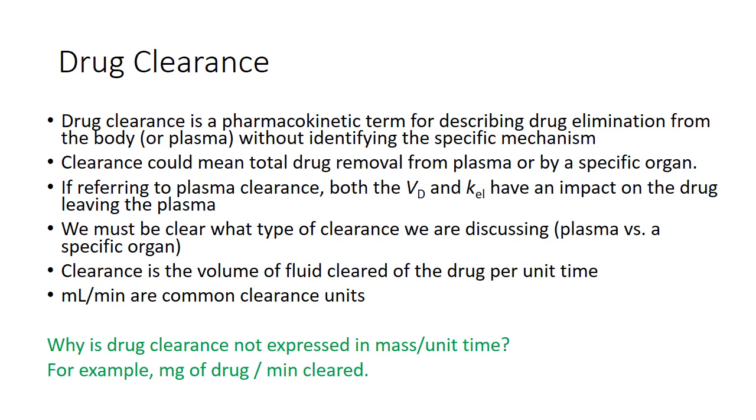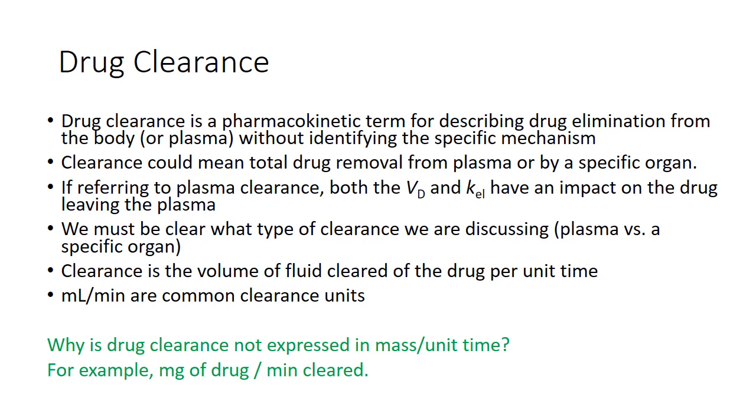Now, the important distinction here with clearance and elimination is that plasma clearance is calculated using the volume of distribution and the KEL, whereas the KEL is just your elimination rate constant. So there's a little bit of a difference there. Again, clearance is dictated by both the volume of distribution and the KEL. So we must be clear what type of clearance we're discussing, again, plasma or a specific organ.